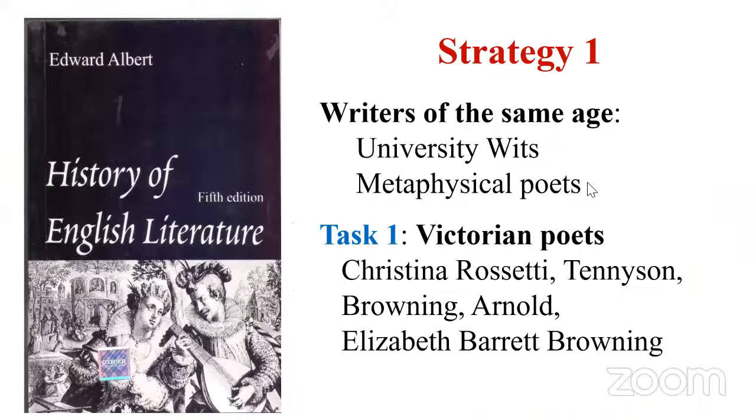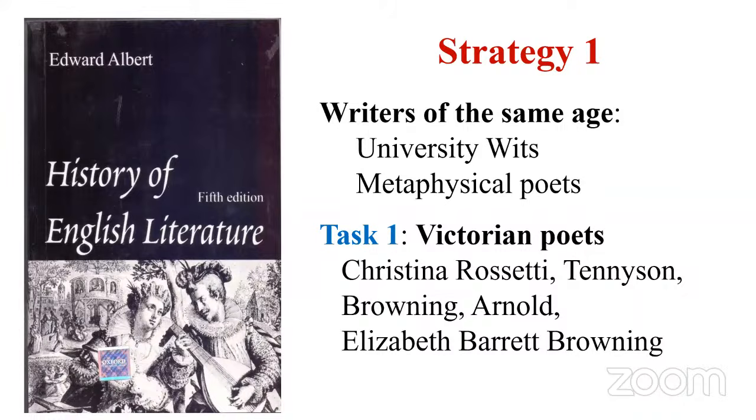But let's talk about some of the strategies to tackle such questions. Strategy number 1. Whenever you read history of English literature, go for writers of the same age. If the question had included writers from different ages, definitely you would have cracked it very easily, right? But what makes this question tough? All the writers are from the same age. So this is where the trick lies.